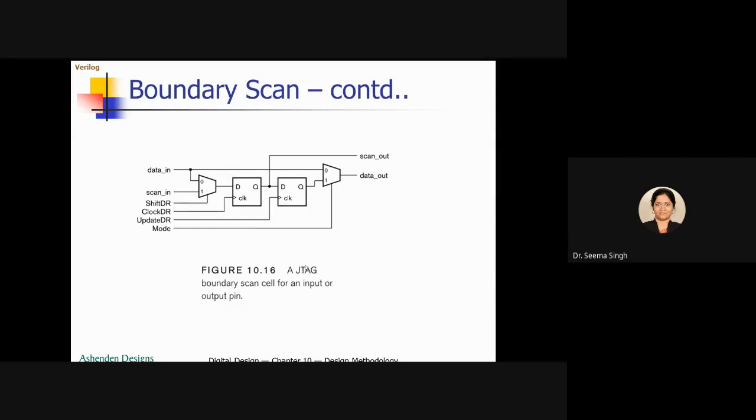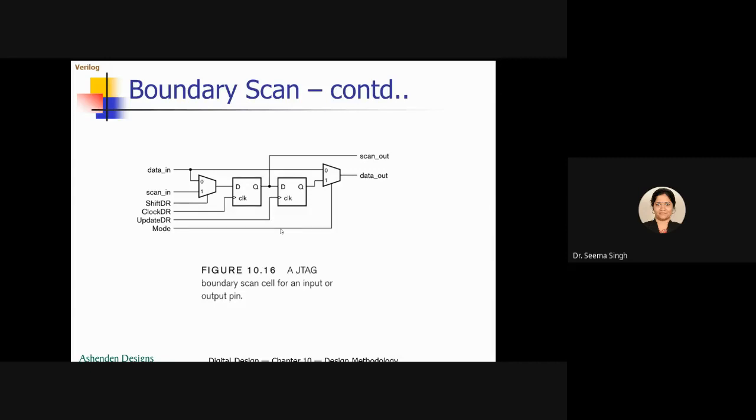So this is the JTAG boundary scan cell for an input or output pin. If it is not in working mode, meaning it is not in testing mode, the data in will directly reach. If it is in testing mode, all these things will come into the picture, and then it will be tested. So this is how boundary scan works for one cell.